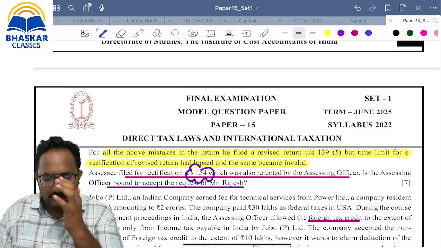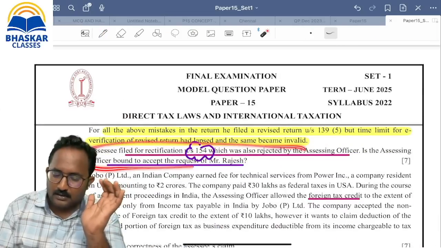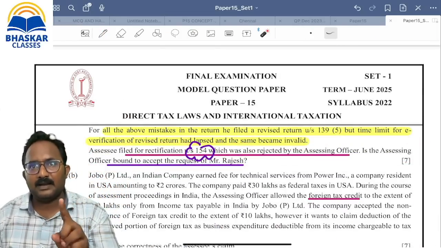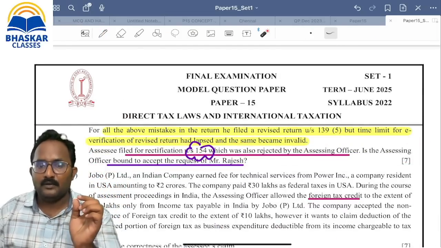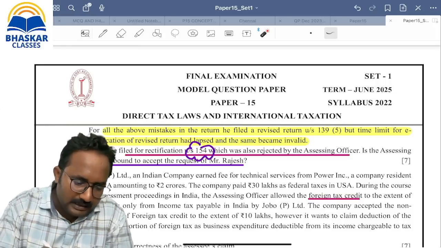So what is the remedy here? They are asking. The first issue, you can write it in the last paragraph only: whether the rectification application placed by the SSC under section 154 needs to be accepted by the AO or not. That is the only issue. Then you can write the provisions as they have drafted the answer.